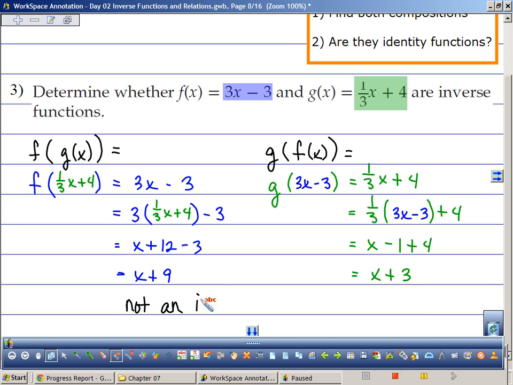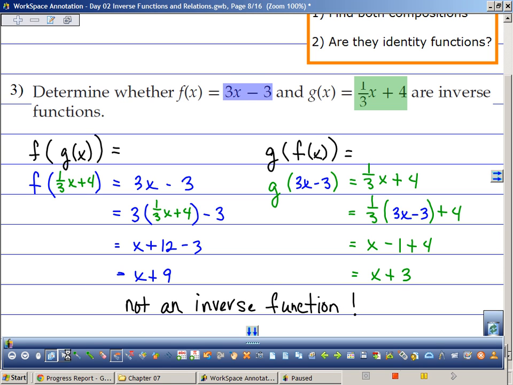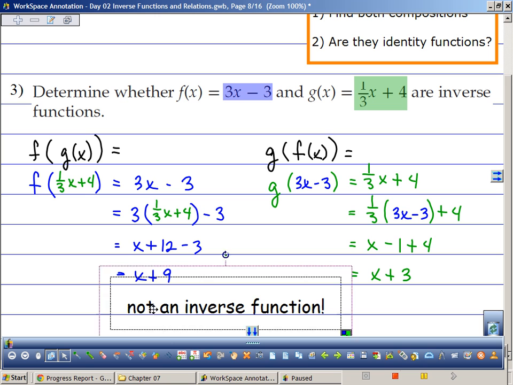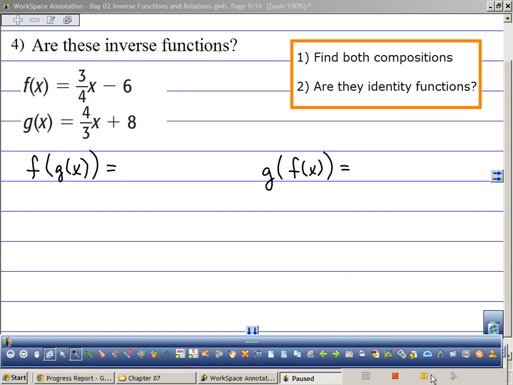Not an inverse function. Let's see if it'll give me my exclamation mark. Yep, not an inverse function. Copy that down, please. Please do so.